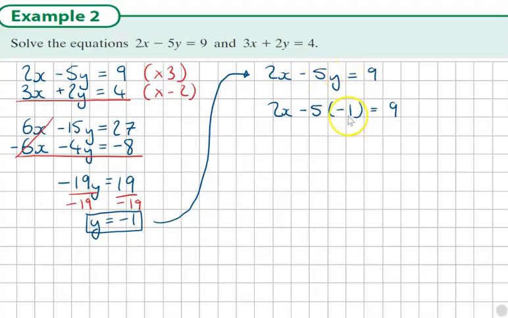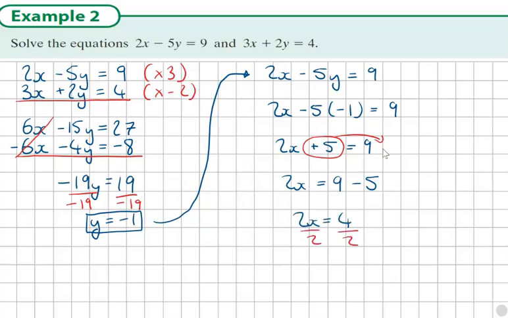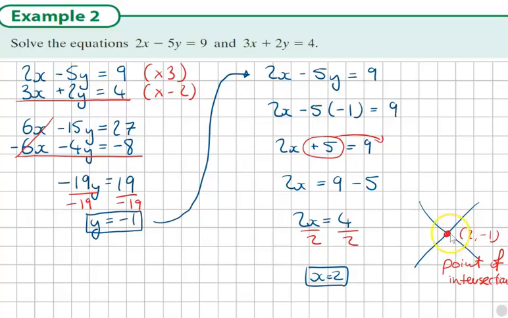Replacing the y with a set of brackets and minus 1, I get 2x plus 5 is equal to 9. So 2x is equal to 9 minus 5. So 2x is equal to 4. And x is equal to 2. So the point of intersection of these two lines is 2, minus 1.